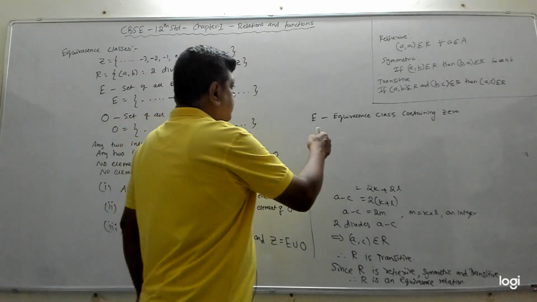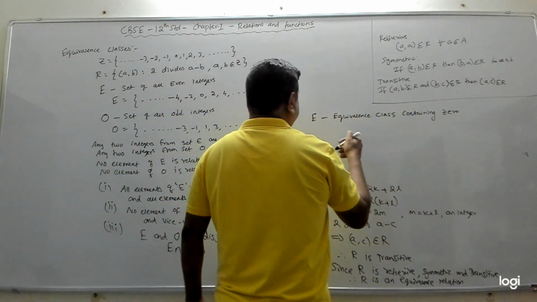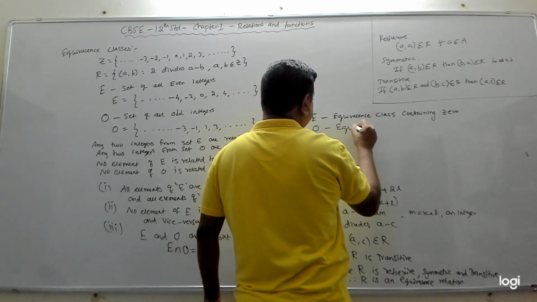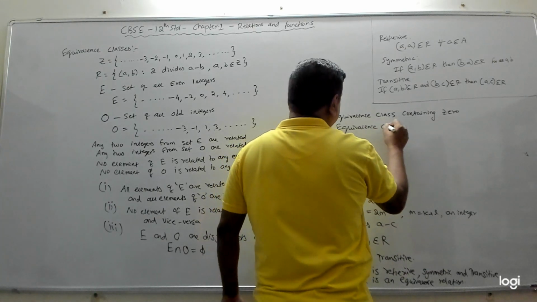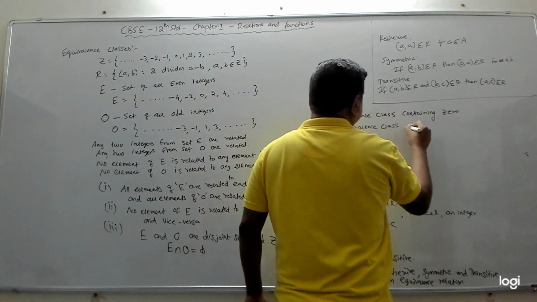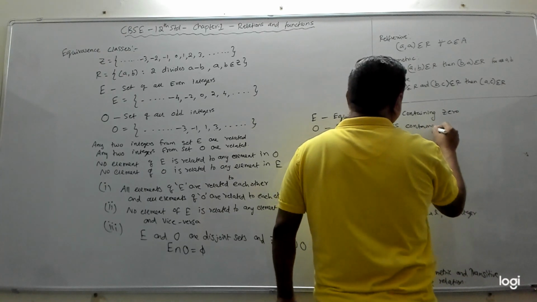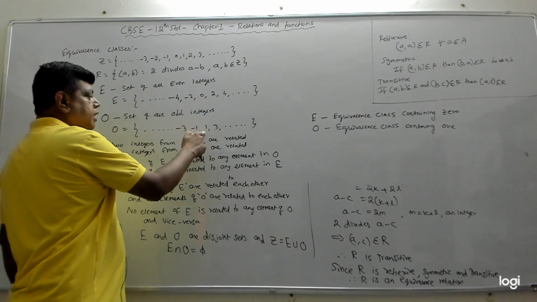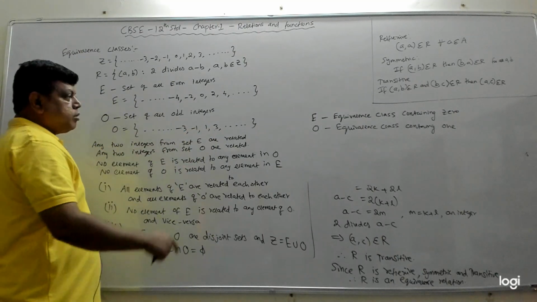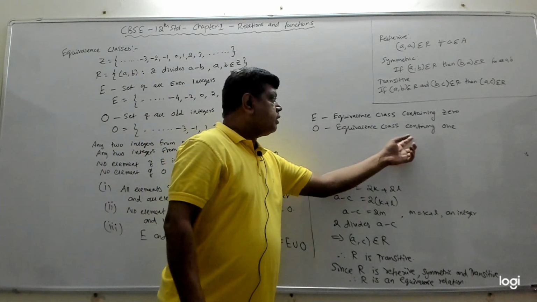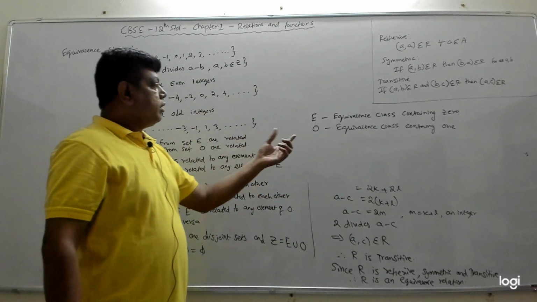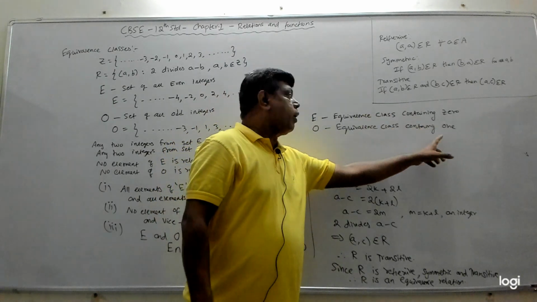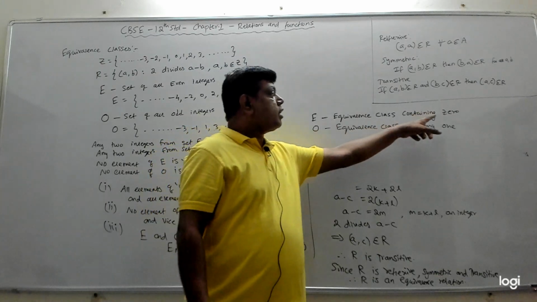So now E is an equivalence class containing 0, and O is also an equivalence class containing the element 1. What is the meaning of equivalence class containing 1? It means the set O will have all the elements which are related to 1, and E will have all the elements which are related to 0.